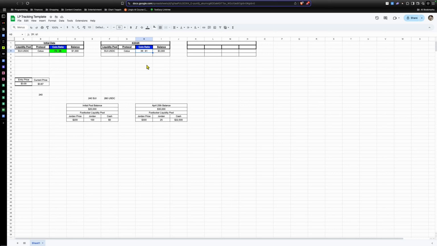But the thing is, the value really comes from sweet, because sweet went up in value. It's at $3.67 now, but you've got less sweet than when you started. So two things have to match up when you take profit.